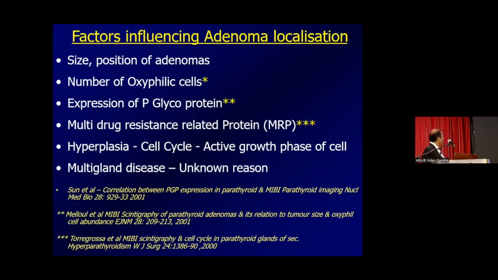On the other hand, if you have expression of P-glycoprotein in the adenomatous cells, then you are going to have lesser sestamibi uptake. It is easy to understand that when the cells are hyperplastic, that is, when they are in an active growth phase, S phase, then the chance of these cells being picked up by the sestamibi study is higher. On the other hand, multiglandular disease can be missed, meaning only the adenoma with the highest uptake may be picked up. So these are some of the points which influence the sestamibi uptake.